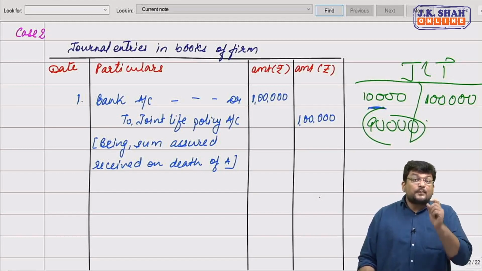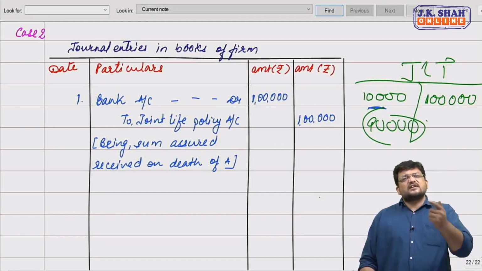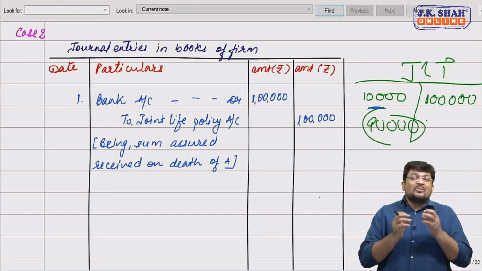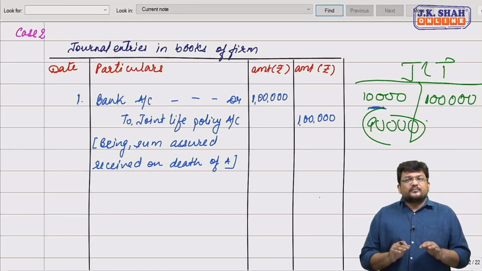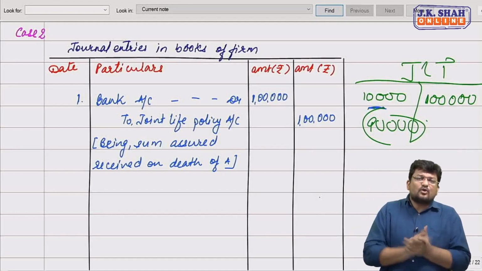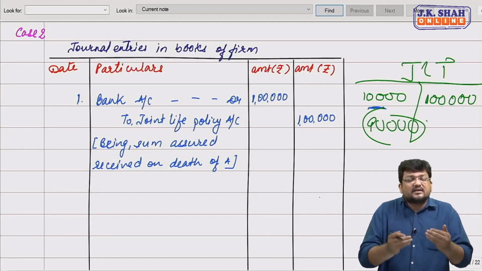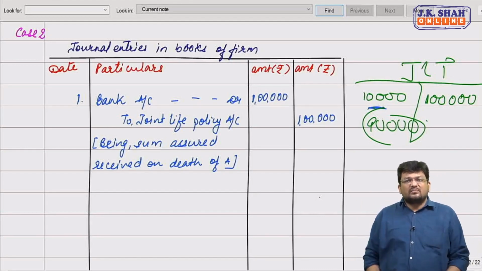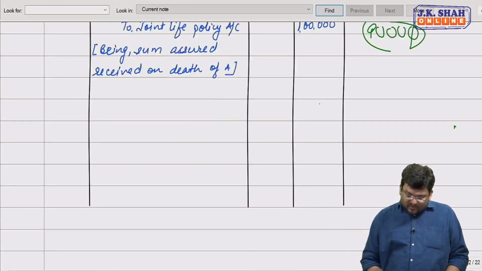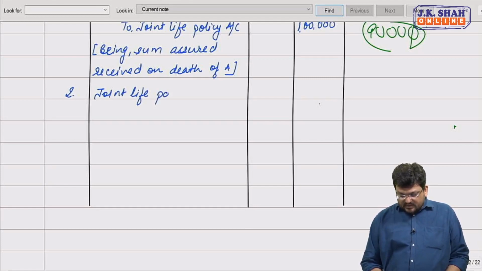And that profit on JLP always gets distributed among partners. Remember, the amount received remains in the firm. The amount we received from JLP is never distributed among partners. It is only the profit which always gets distributed among partners. So we'll distribute 90,000, the profit here, among partners. To distribute that profit, the second entry will be joint life policy account debit.